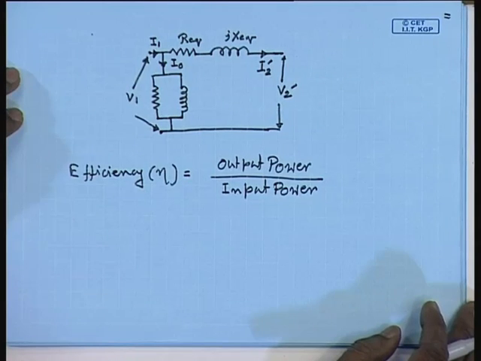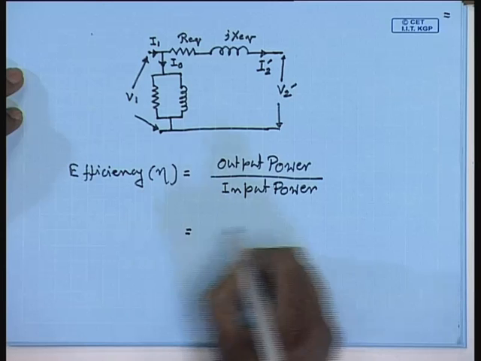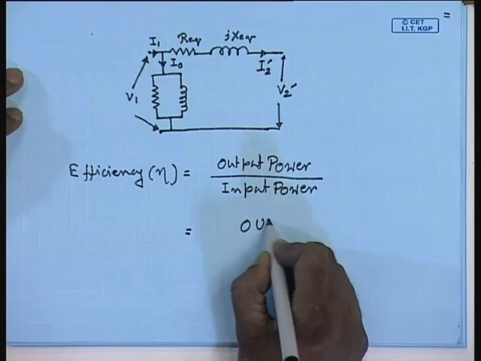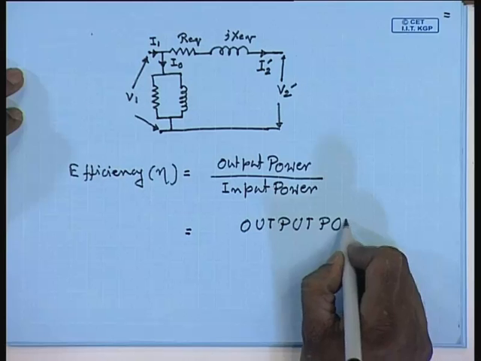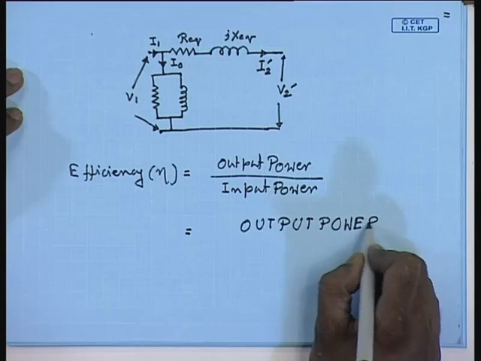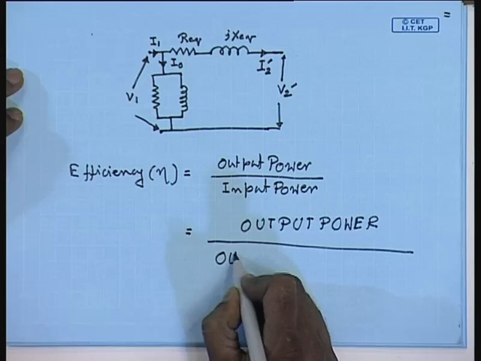Now, what is the difference between output power and input power? It is the losses. So, this can also be written as output power divided by output power plus losses.